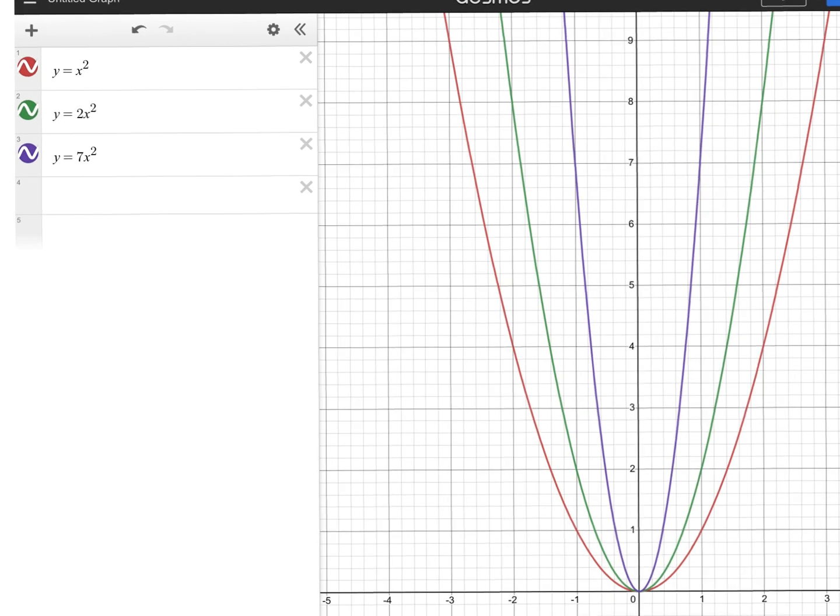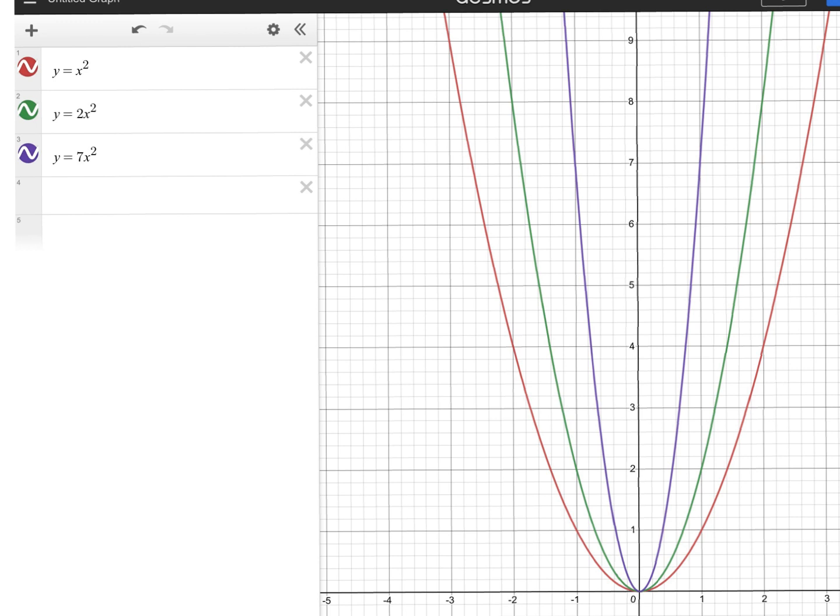You should be able to see that the first one in red is the parent graph y equals x squared, which has an A value of 1. If I make that A value 2, it becomes the green graph. That's called a vertical stretch. So it gets narrower because it got vertically stretched.